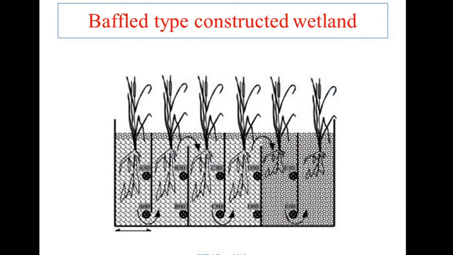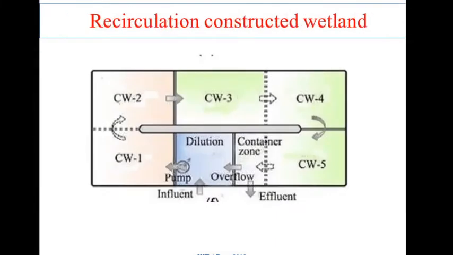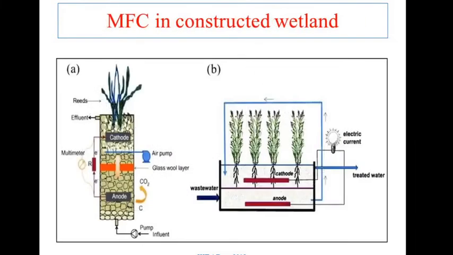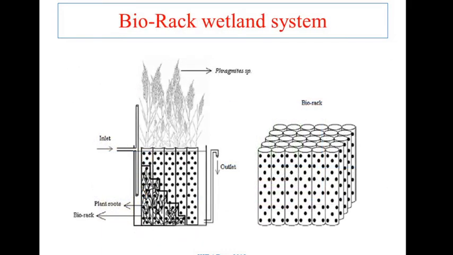Then baffle type constructed wetland. Then recirculation constructed wetland. Then tower type constructed wetland. So this is again cathode and anode. Biorack wetland system.